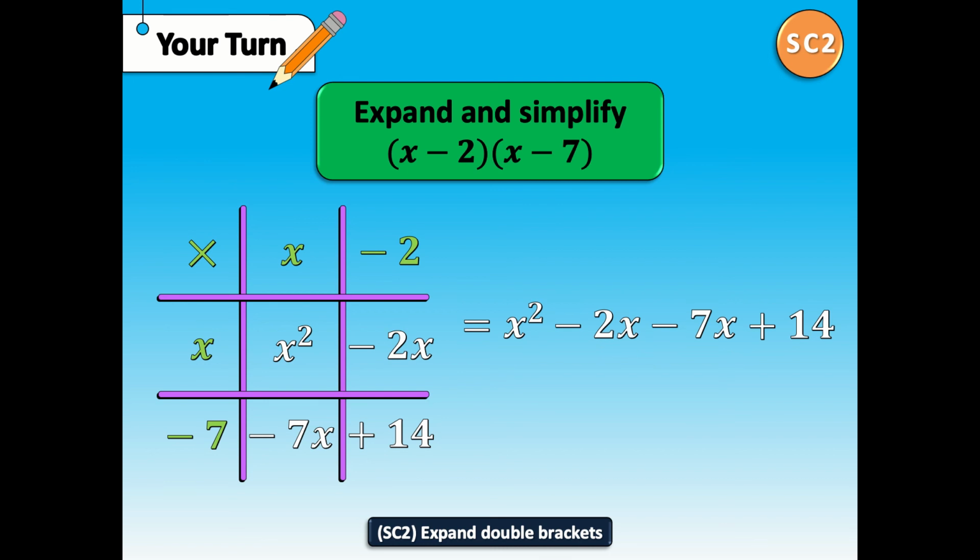Now we simplify the x's. And minus 2x minus 7x is minus 9x. So our final answer is x squared minus 9x plus 14.